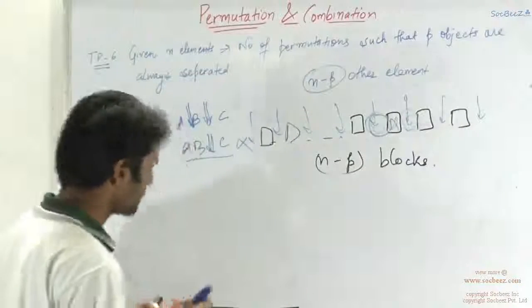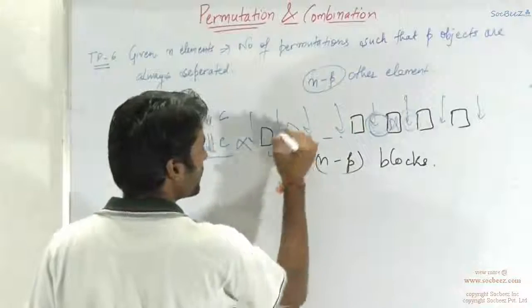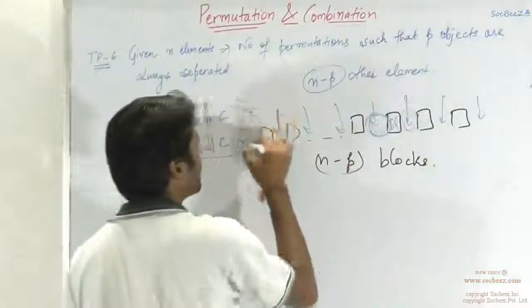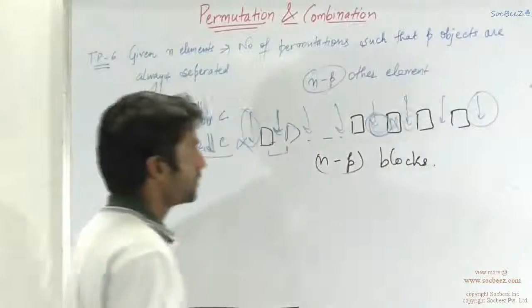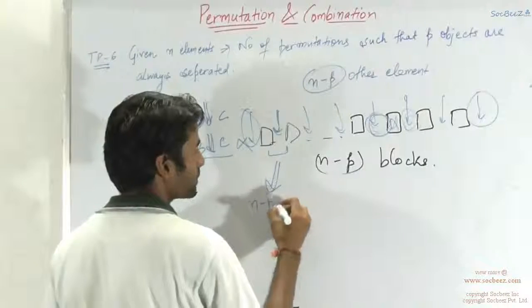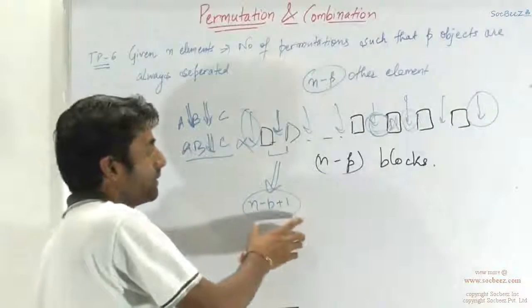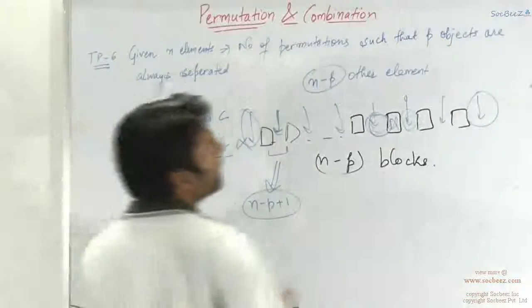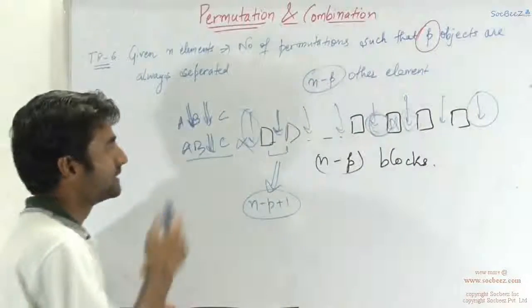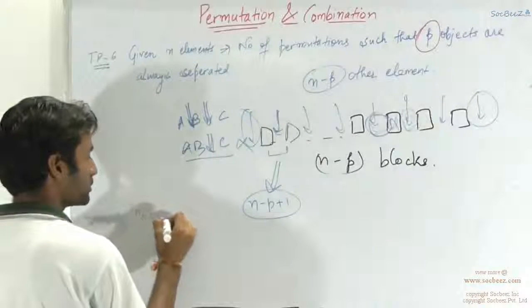Whenever you had say two elements, there is one position between them. Similarly you continue like this. There is one at the start, one at the end. So the total number of positions available for them is n minus p plus 1. There are n minus p plus 1 positions for these p elements to be placed. So in how many ways can you place these p elements? That is obviously (n minus p plus 1) choose p.